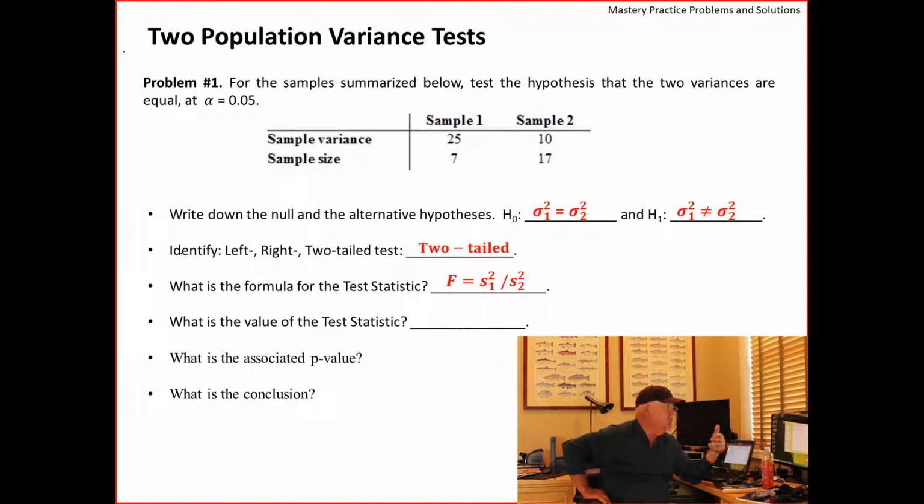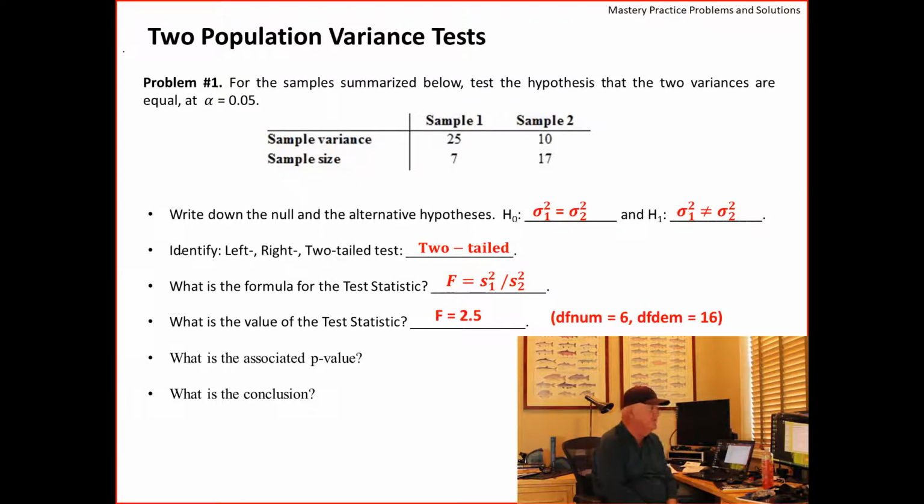If instead the alternative hypothesis was that sigma 2 is bigger than sigma 1, you would make the test statistic S2 squared all over S1 squared. You'd always put the larger of the two sample variances in the numerator. In this case, the alternative is sigma 1 is not equal to sigma 2. Again, you would put the larger of the two in the numerator, and the larger of the two is S1. It's 25 versus S2, which is 10. So what's the value of the test statistic? It's S1 squared divided by S2 squared. That's 25 divided by 10.